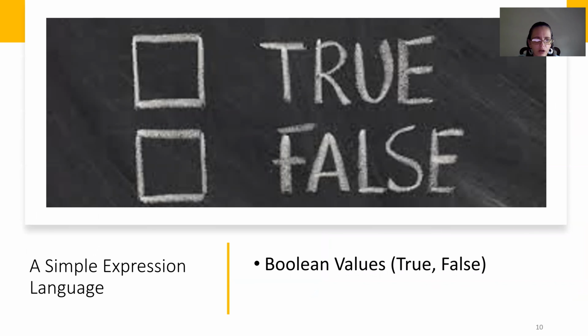which brings us to true and false, otherwise known as the Boolean values. So the only two Boolean values there are true and false. And so we would like to be able to have those values in our expression language, which in fact Python allows us to do.